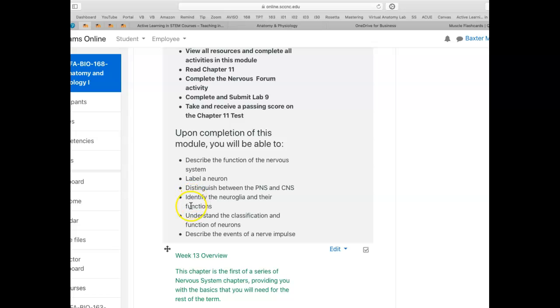Here are some of the things you must be able to do at the end of this module. Label a neuron, describe the function of the nervous system, distinguish between the PNS and the CNS, identify the neuroglia, which are the support cells of the PNS and CNS, understand the classification and function of neurons, and describe the events of a nerve impulse.